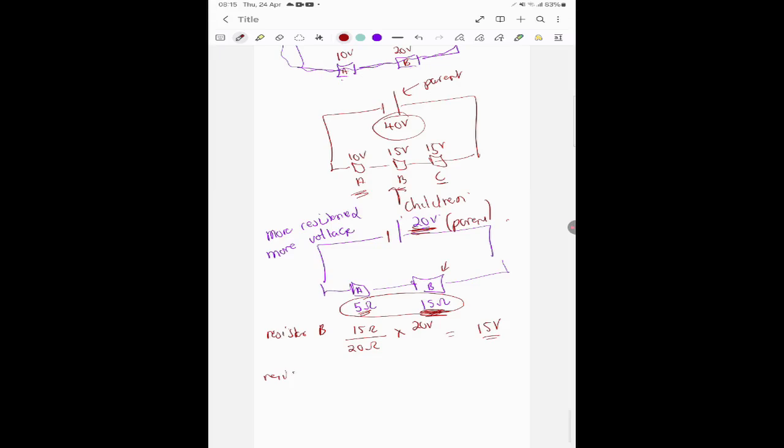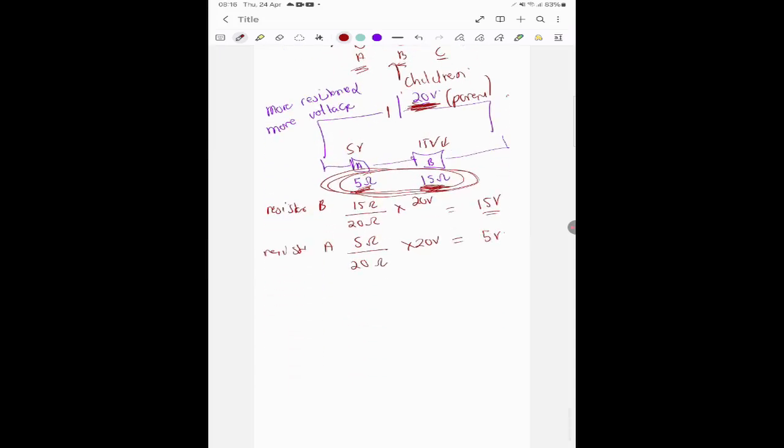For resistor A, he had 5 ohms. So it's 5 ohms over the total amount of ohms, which is 20 ohms, times the voltage being shared, which is 20 volts. So that gives you 5 volts. So 5 volts for him and 15 volts for him. All right, I hope that makes sense. Let's try another one. Let's say we had 30 volts there.